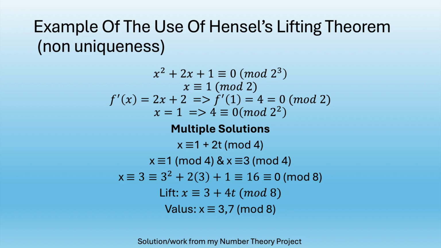And that becomes equivalent to 16. It would be equivalent to 0 mod 8. And again, 0, there would be no remainders on that. The lifting part would be x is equivalent to 3 plus 4t mod 8, while our values would be x is equivalent to 3 and 7 mod 8.